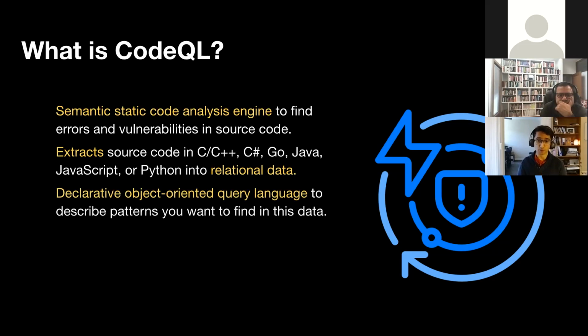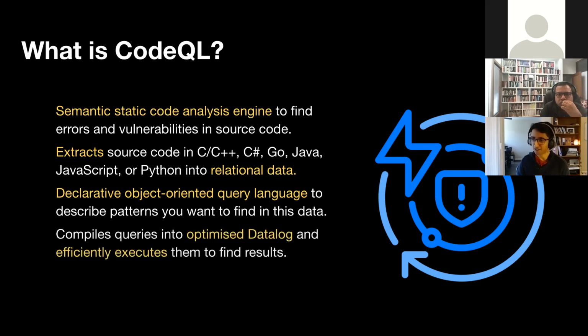And in order to operate on this data, it has a declarative logic programming language, which allows you to describe the patterns that you want to find, a bit like the examples we saw previously. Importantly, this is an object-oriented query language. This is a little bit unusual, but it allows us to create reusable libraries, reusable structures that let you describe patterns in a convenient way.